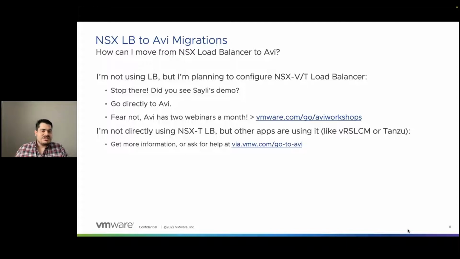Let's think. Did you see Sally's demo? Did you see all the great features that Avi adds on top of being just a load balancer, like the logs, like having the possibility of having infinite capacity on that WAF? No one has infinite capacity on WAF. Okay, so go directly to Avi. Don't configure new services. Don't create greenfield scenarios on NSX-v or NSX-T, because then sooner or later you will need to move that to Avi. So deploy Avi, configure those services there, and you're all set. You don't need to change anything in the future.